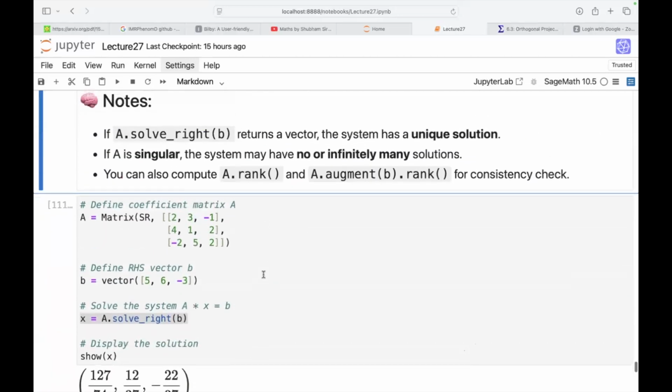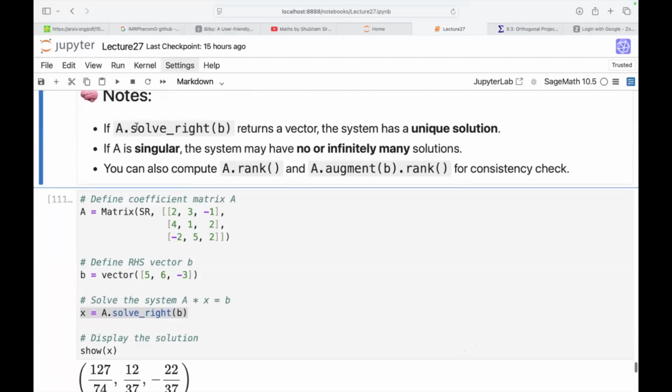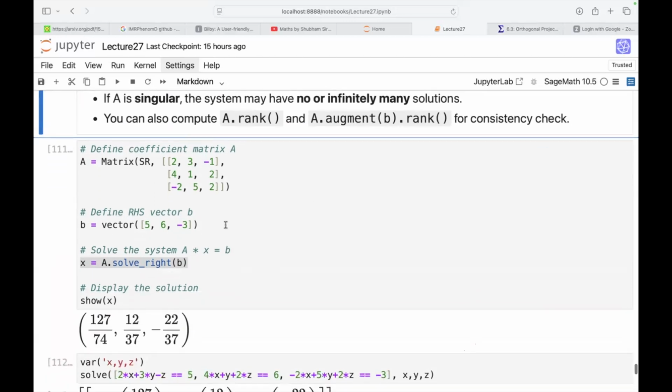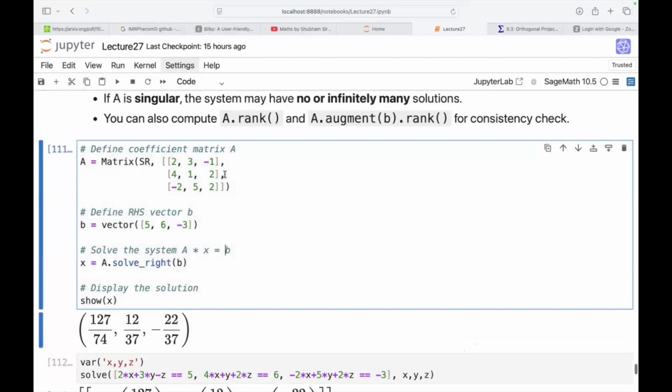There are two ways to solve. For the A dot solve right B, it returns a vector, the system has a unique solution. If A is singular, the system may have infinitely many solutions. And A dot rank is checked, and the A dot augmented B dot rank for the consistency check. So such as the other direct way, I define the matrix part and B equal to the vector and the dot, which is very direct.